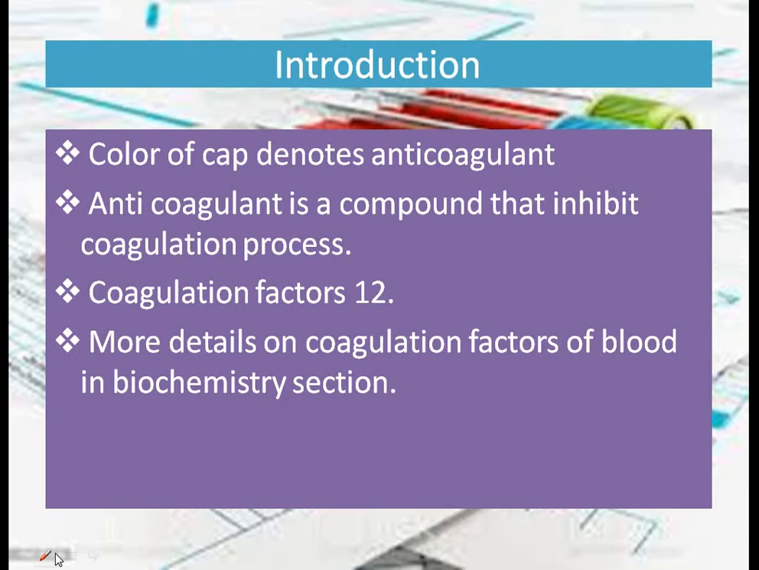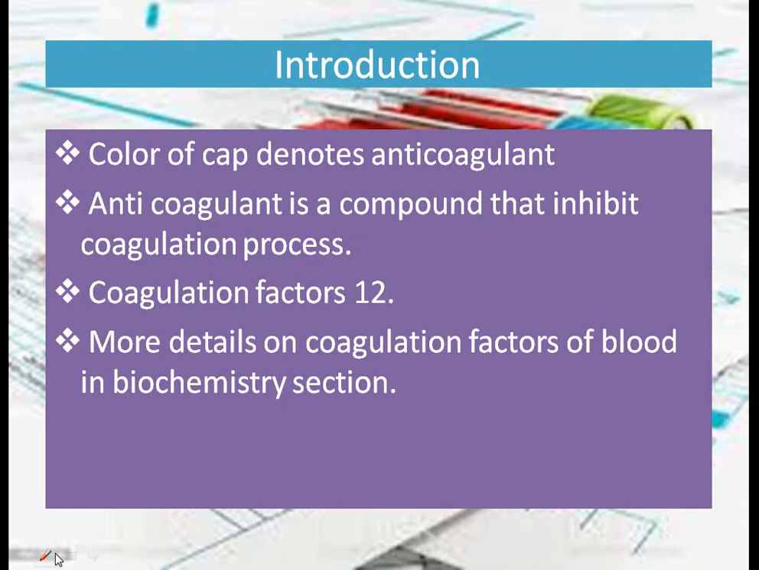Normally, if blood comes out of the body, it will clot within 8 minutes, but when an anticoagulant is added, there will be no coagulation in that particular sample. Blood coagulation occurs through the activation of 12 factors in a proper order. When we use an anticoagulant, the factors will not be activated, so blood clotting will not occur. The coagulation mechanism and its factors will be discussed later in the biochemistry part of our channel.